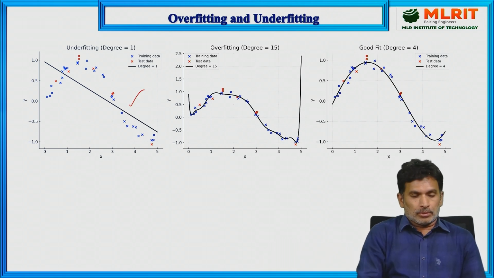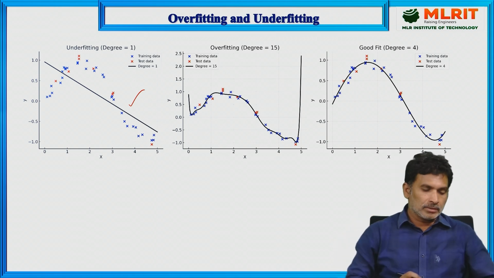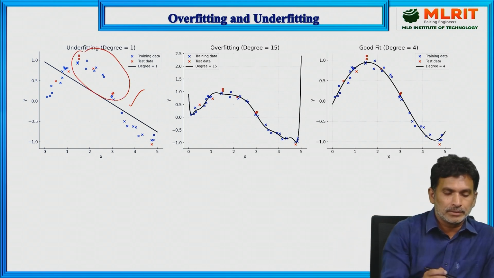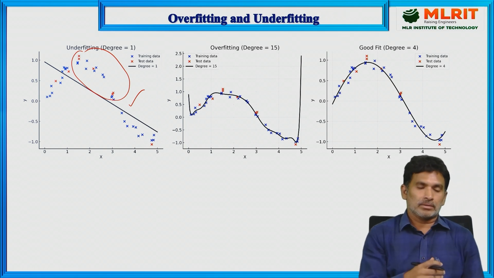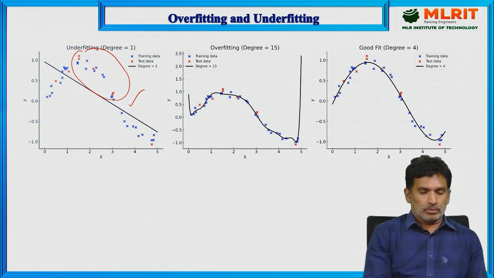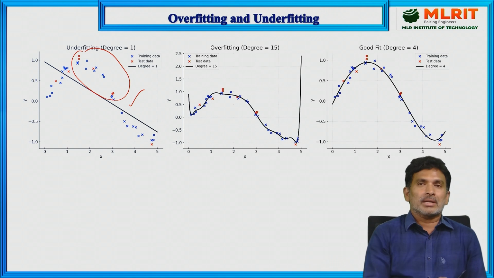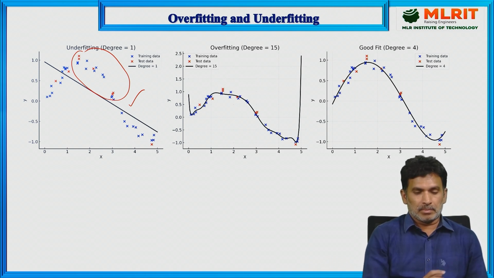Okay, so here this is underfitted, because you can see most of the data points are away from the predicted values. So that is an underfitted model. That means the model is very simple, so the model will not capture the underlying patterns in the data.